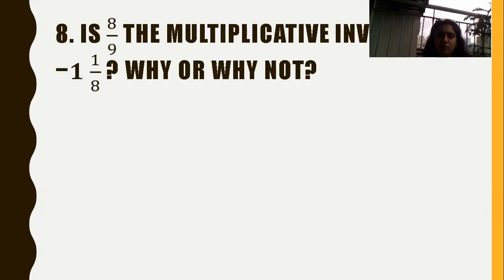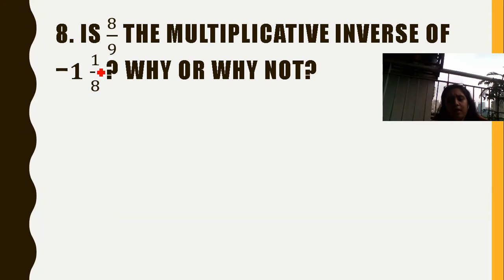So our next question is 8. Is 8 upon 9 the multiplicative inverse of this part, minus 1 upon 1 upon 8? Why or why not? We have to identify this. First of all we will solve this part. Do you know how to solve this part? What we have to do in this is multiply this 8 by 1, and whatever answer we get, we will add that to this, that is 1.